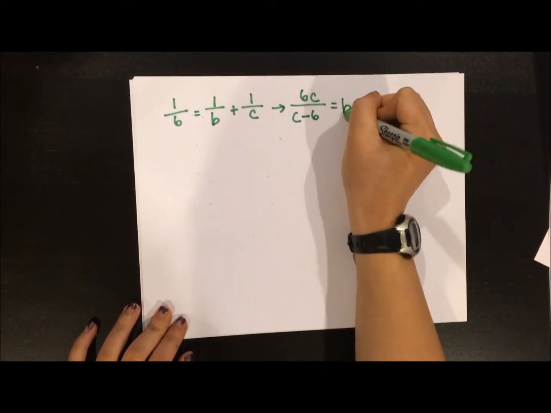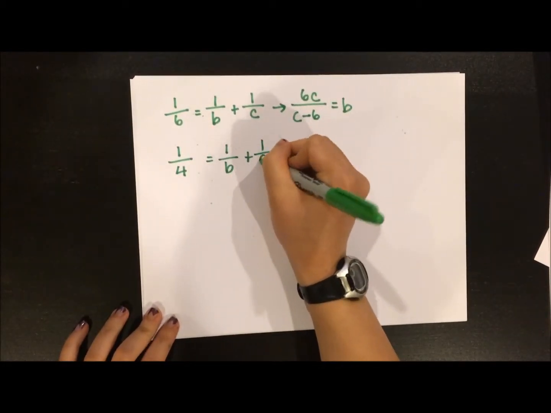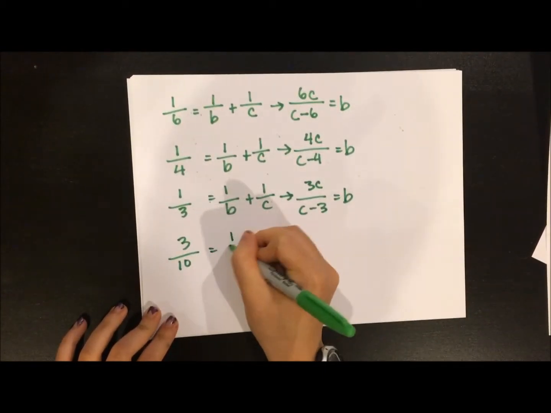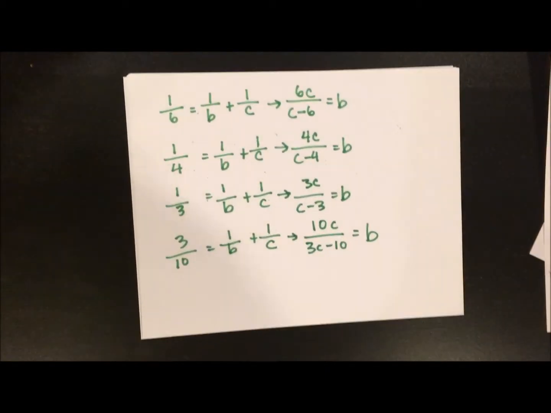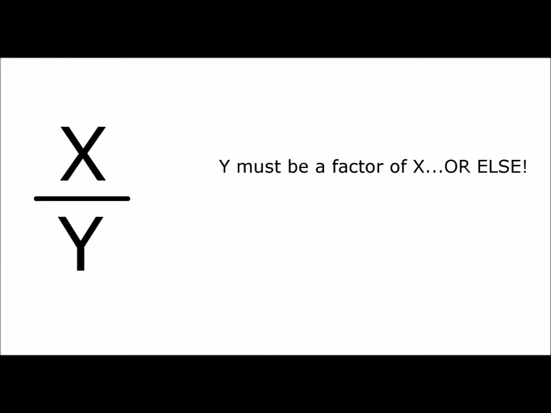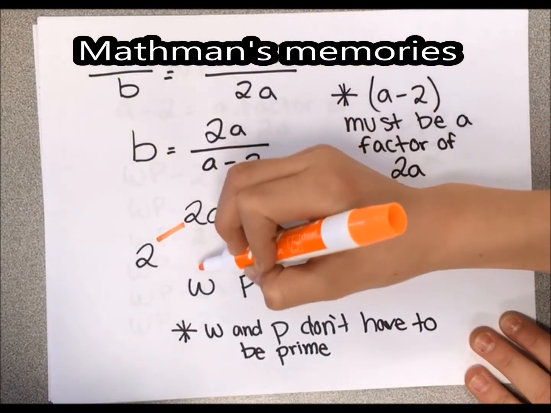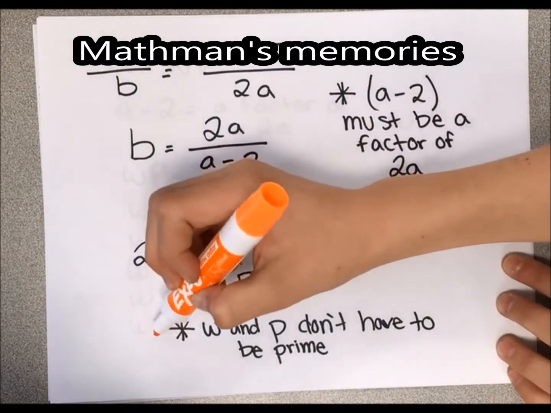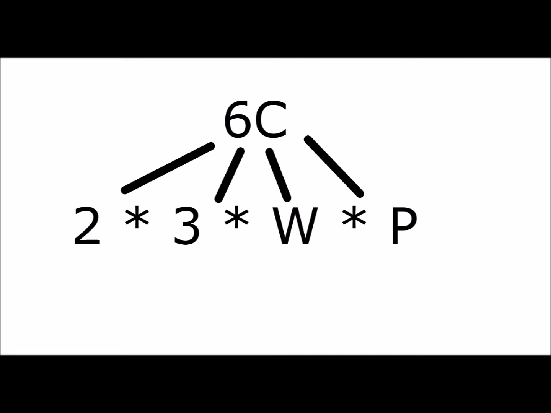6C over C minus 6 equals B, 4C over C minus 4 equals B, 3C over C minus 3 equals B, 10C over 3C minus 10 equals B. In order for B to be an integer, each one of these equations must simplify to an integer. This means that the denominator of each equation must be a factor of the numerator. Let's take each equation individually at a time. As Mathman vaguely remembers, we can determine when the denominator is a factor of the numerator by factoring the numerator. In this case, we find that 6C factors into 2 times 3 times W times P.